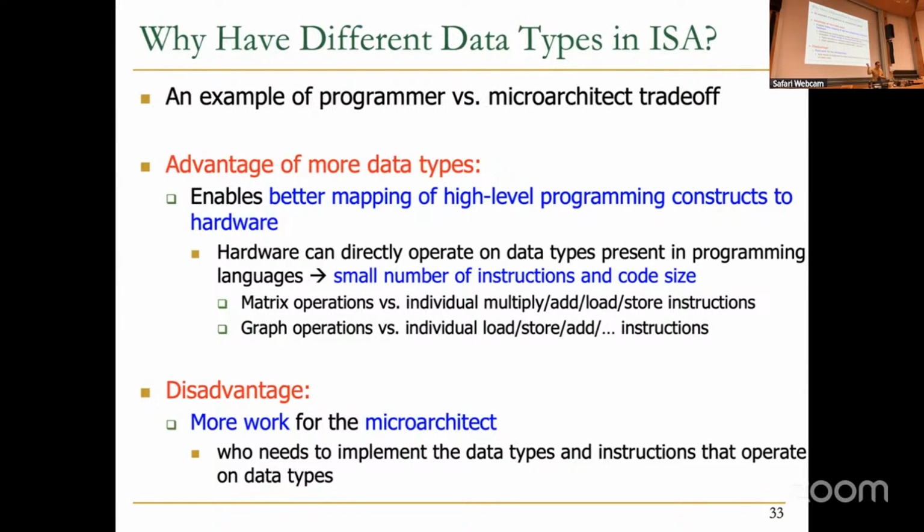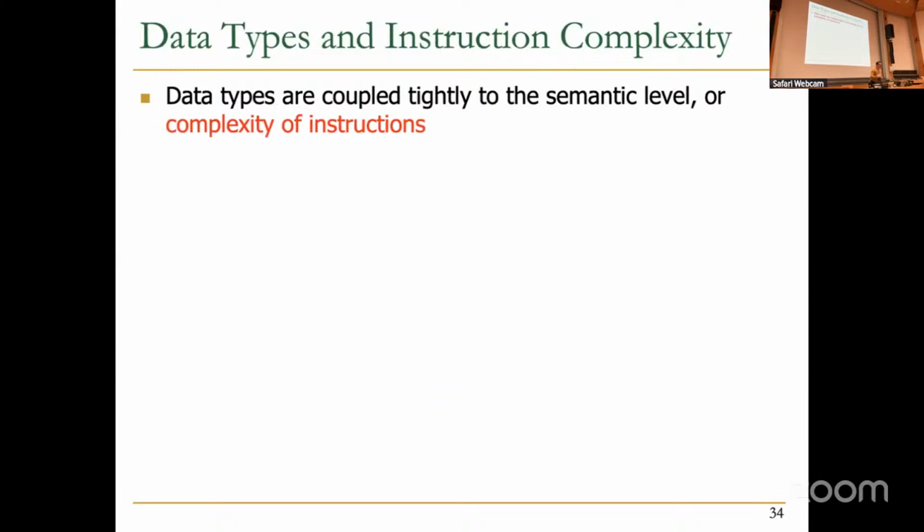Yes, exactly. So that's another benefit of more data types, certainly. But it's still more work for the microarchitect. That's the disadvantage. It enables better mapping, and you can customize it. You can reduce the latency, but it's more work. Make sense? Okay. So another way of looking at it is a semantic level, right?